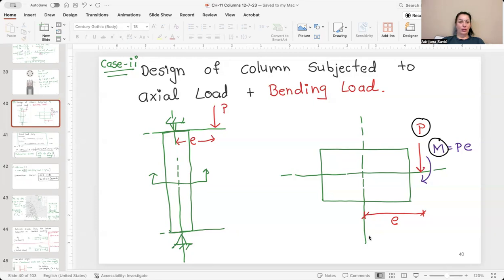Hi guys. Today we will talk about the design of columns subjected to axial load and bending load, so a combination of the two. That means if we have some force on a column which is not at the center of the cross section, in that case, if we have eccentricity, we will have both axial load plus bending moment, and bending moment will be force times eccentricity in this case.